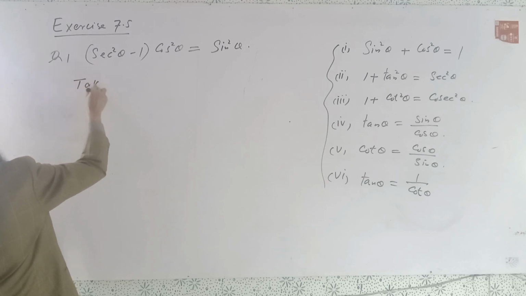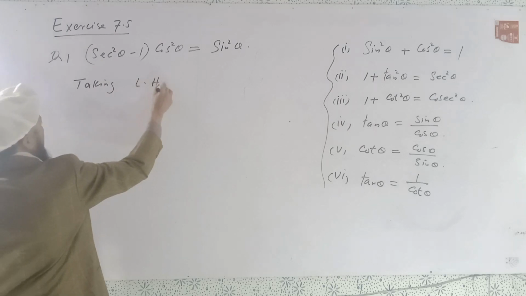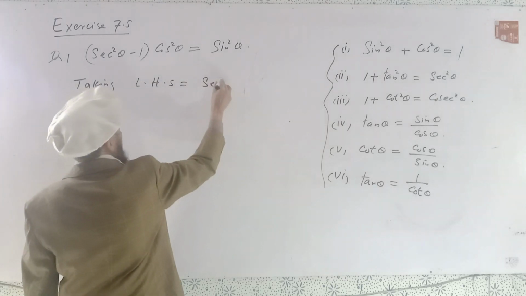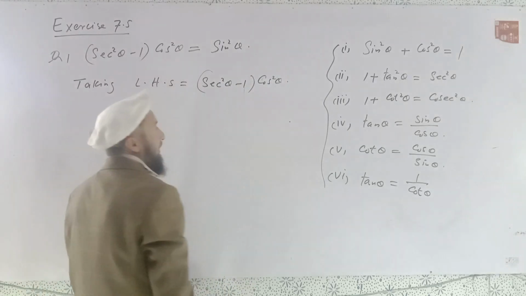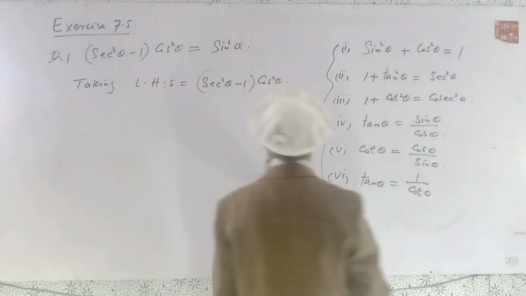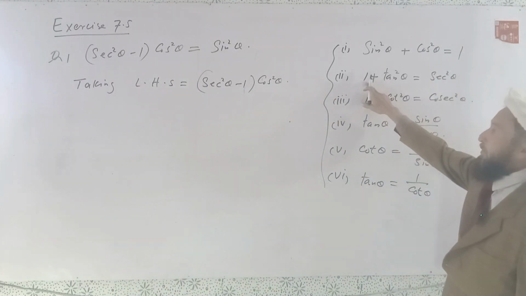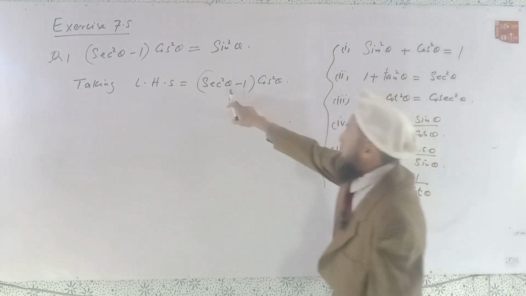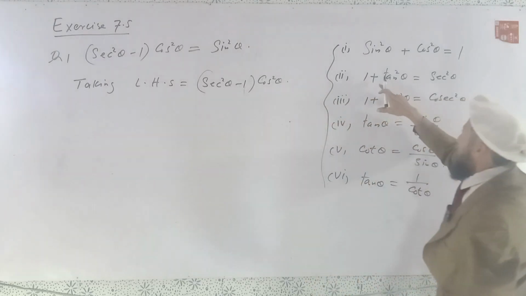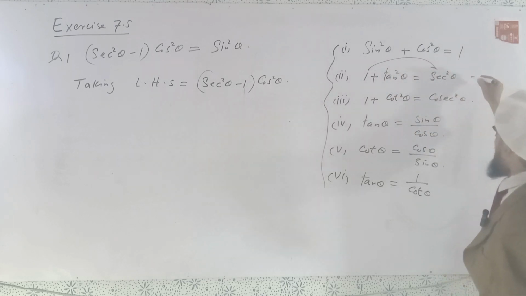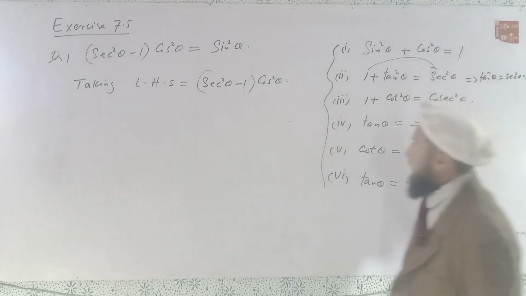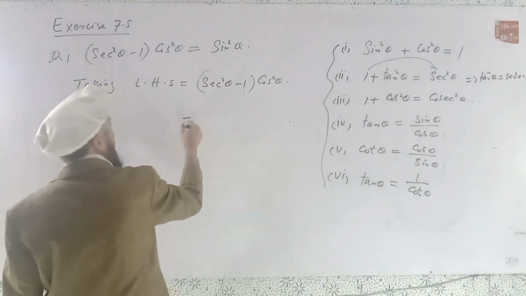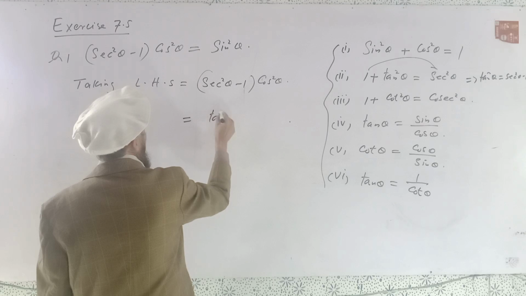Taking left hand side: secant square theta minus 1 into cos square theta. According to the formula, look here, if we change this value according to the second rule, because here secant square theta is available, we get tangent square theta is equal to secant square theta minus 1. So in place of secant square theta minus 1, we put here tangent square theta.